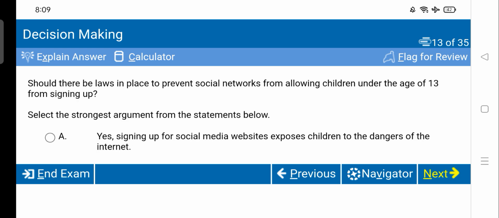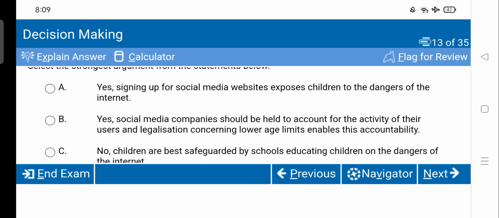Should there be laws in place to prevent social networks from allowing children under the age of 13 from signing up? Select the strongest argument from the statements below. Option A, yes, signing up for social media websites exposes children to the dangers of the internet.